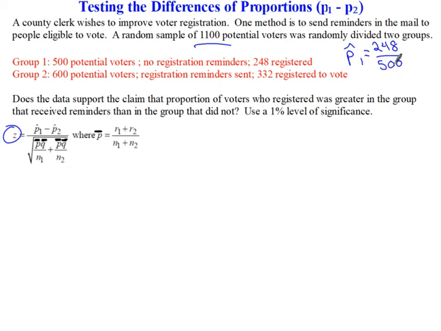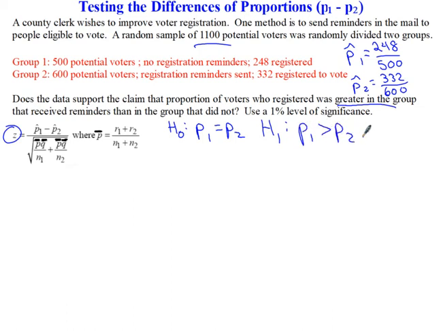Okay, you have your 600 voters that received a notice, and they got 332 of them to register out of those 600. Okay, we'll turn those into decimals here in a little bit. Null hypothesis: if the means were equal, their probabilities are assumed to be equal. Your alternative hypothesis was the proportion of voters who registered is greater in the group that received the reminder. So group 1 is the one that received the reminder. So P1 is greater than P2. So that is going to be left-tailed.